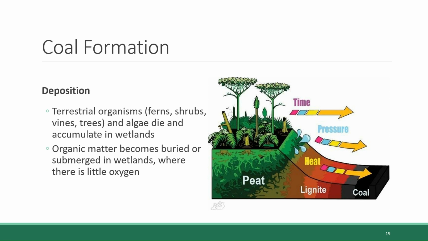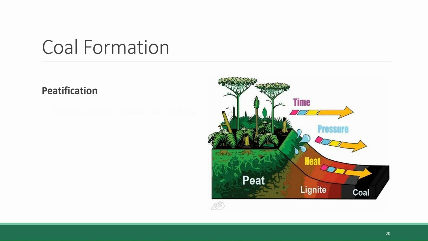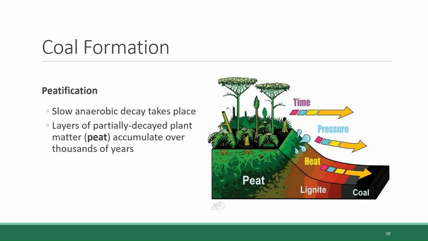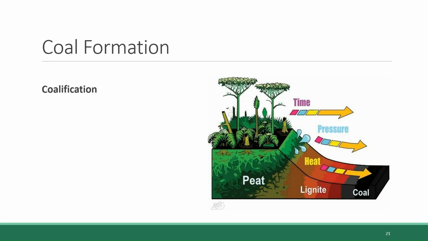Then the dead organisms become buried or submerged in the wetlands, where there is little oxygen available to aid their decomposition. And so slow, anaerobic decay takes place. And over thousands of years, layers of partially decayed plant matter will accumulate. The term for those layers of partially decayed plant matter is called peat. So therefore, this step is called peatification.